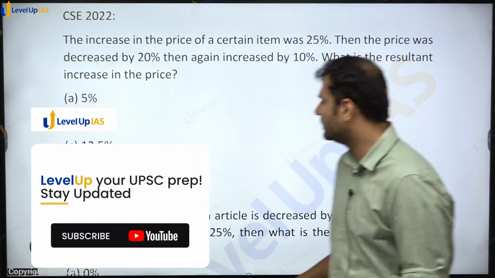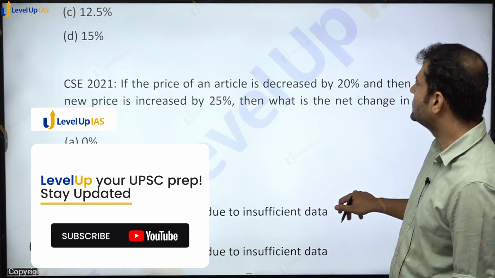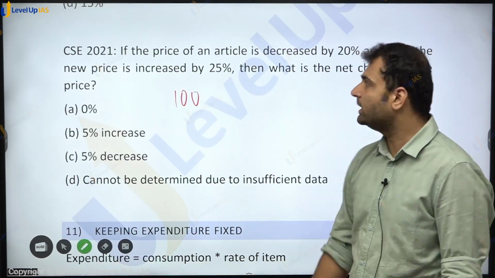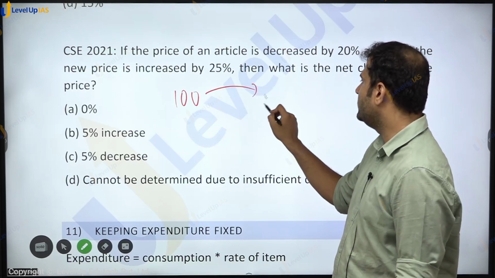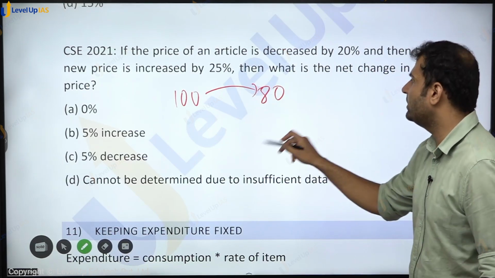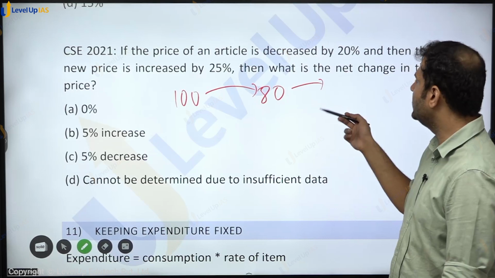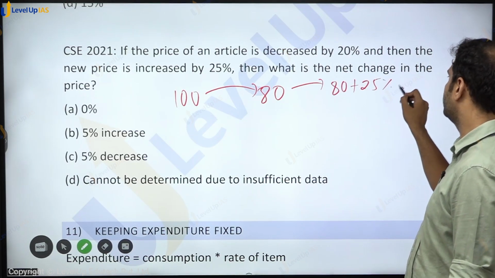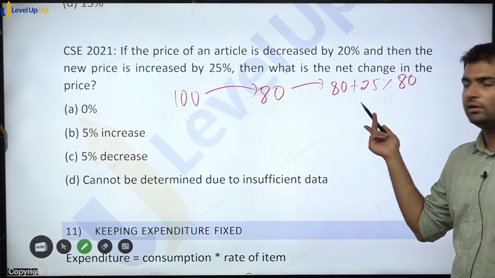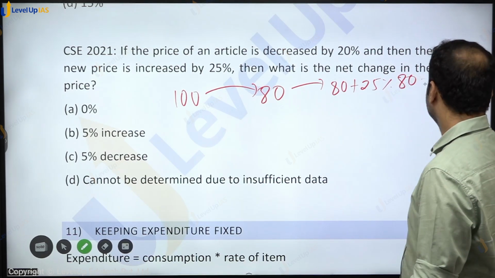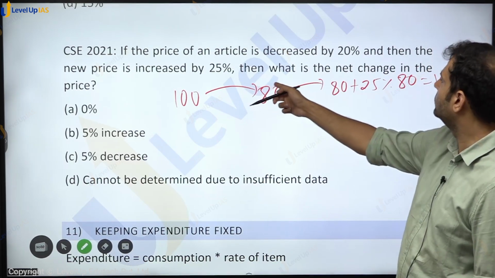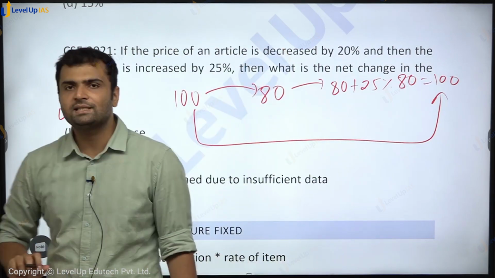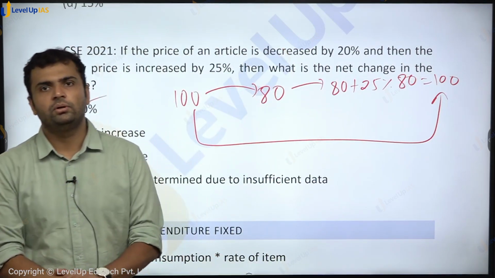Then here is a CSE 2021 question. If the price of an article is decreased by 20%, let us again assume the price of the article was 100 at the start. It is decreased by 20%, so it becomes 80, then increased by 25%. A 25% increase means 80 plus 25% of 80, and 25% of 80 is nothing but 20. So 80 plus 20 is 100, it became 100 again. So what is the net change in the price? From 100 to 100, so the net change is 0. As simple as that. Fine. I hope it is clear.